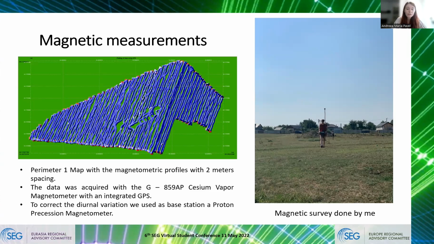In this slide, you can see a map with perimeter one, where we performed the magnetic measurements at 2 meter spacing between the profiles. And on the right side, you can see a picture with me doing a magnetic survey.